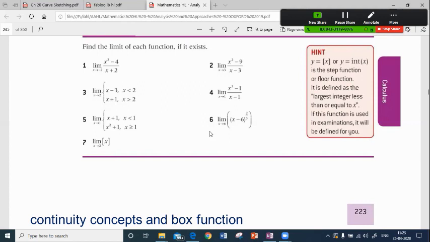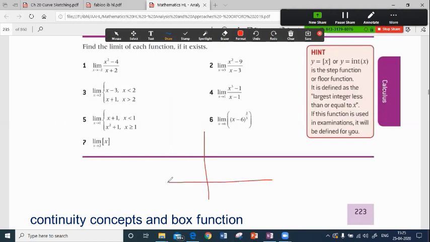Limit x tends to 6, x minus 6 whole raised to 2 by 3. Can you plot it on your GDC? Just check whether you plot it. Actually, you don't require it, but for your understanding sake, if you plot it on GDC, what do you get? Here you have 6. You get a graph of this kind. See this. Did you get the same?